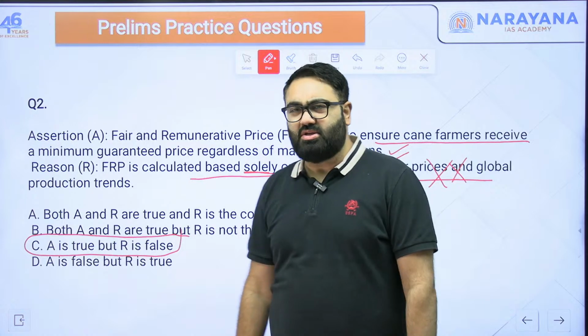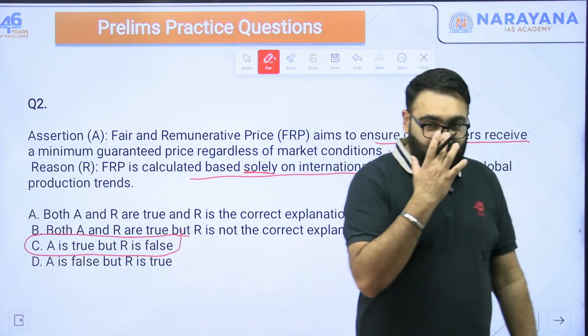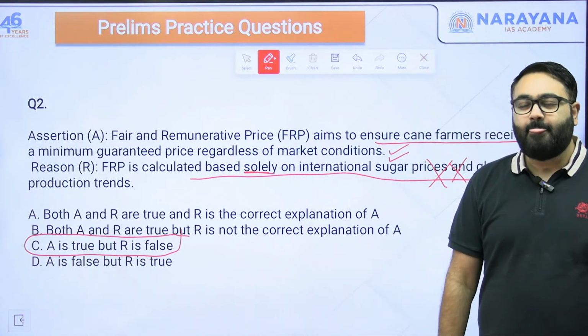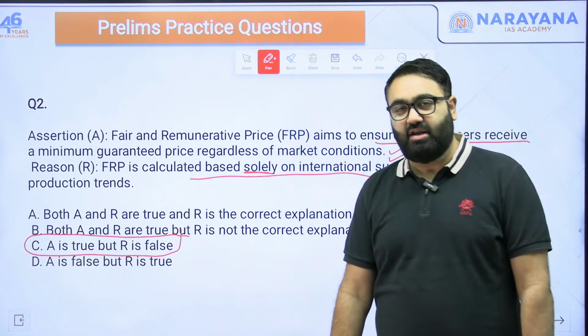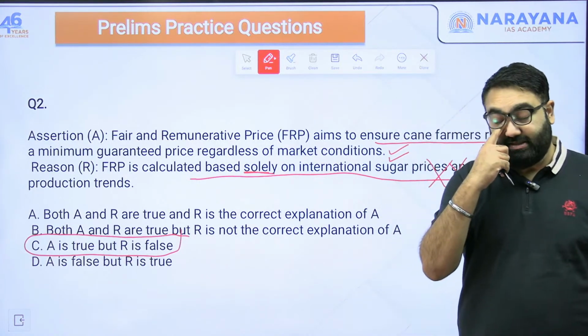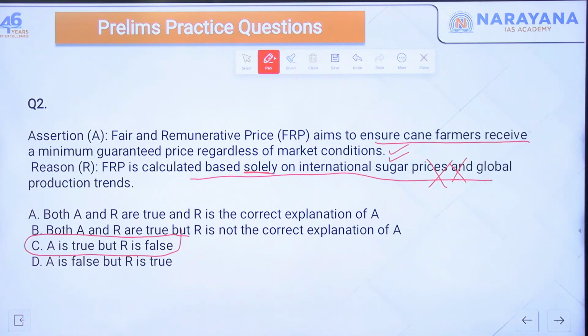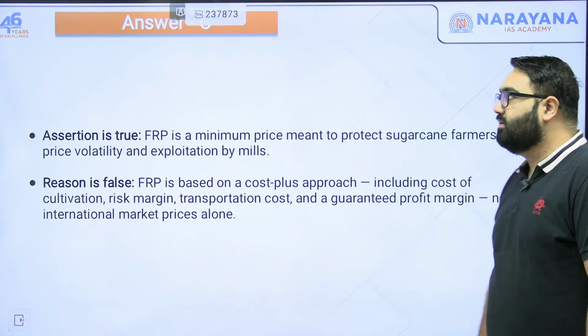Assertion reason based questions can be asked in the prelims. Earlier, if you go back a few years, assertion reason based questions were very common. Bunch of them were asked. Now in the past few years, you might see 3 or 4 of them in one single year. So you should know how to solve these as well. C is the correct answer here. If you want, you can take a screenshot from here as well.